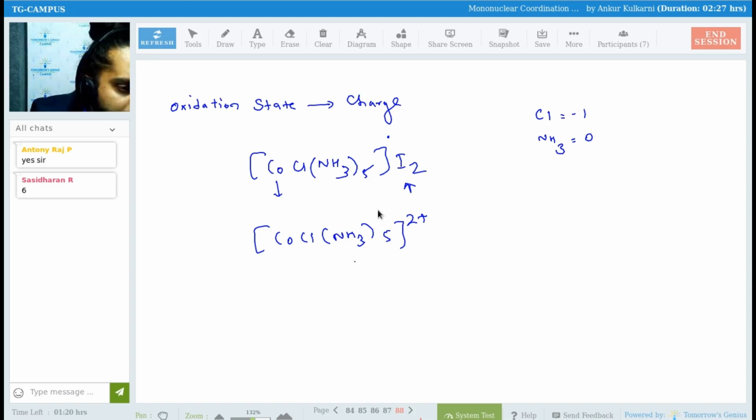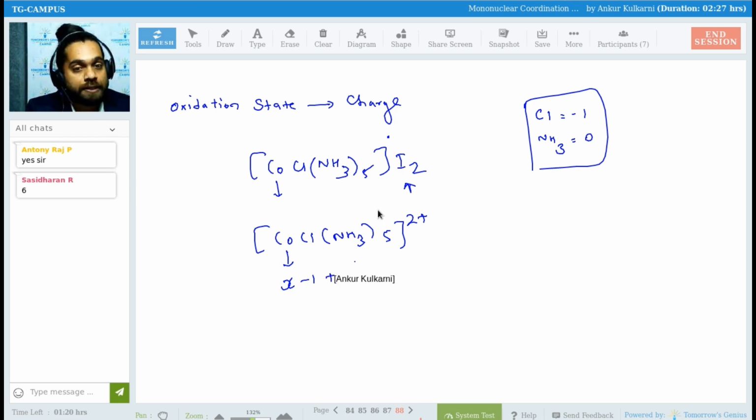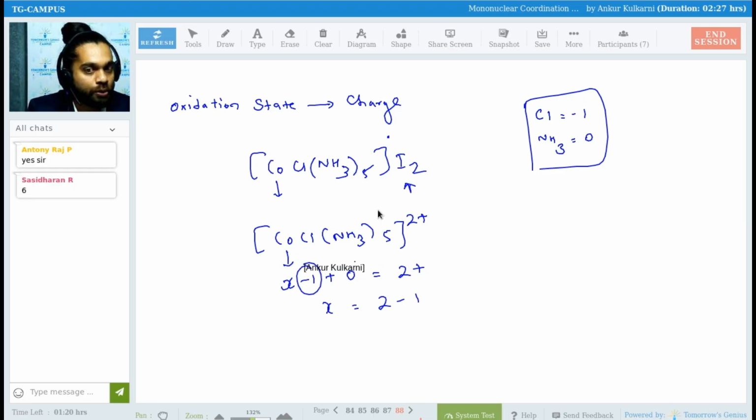So simple over here, Jason, Sarjana, cobalt I'll take as X, chloride I'll take as -1, ammonia is 0, it is neutral. So X - 1 + 0 is equal to 2+. So -1 will go to that side, will become +1, X is equal to +3. Is it clear, Sasidharan and Sajna, Jason? Is it clear?